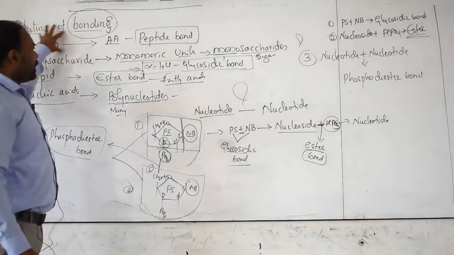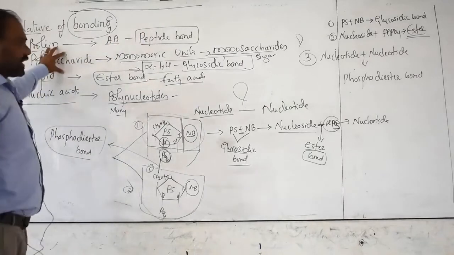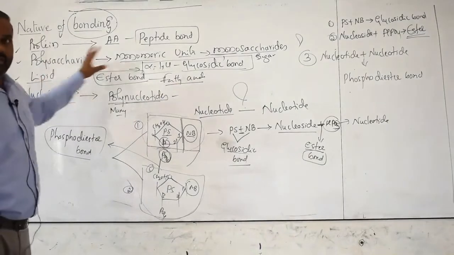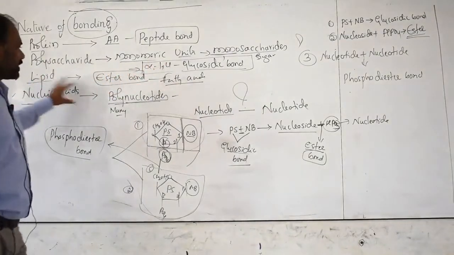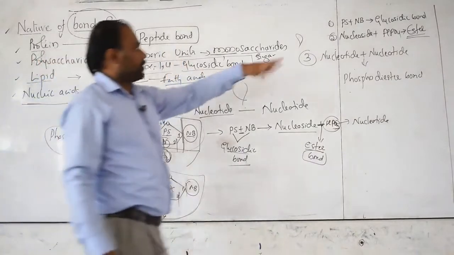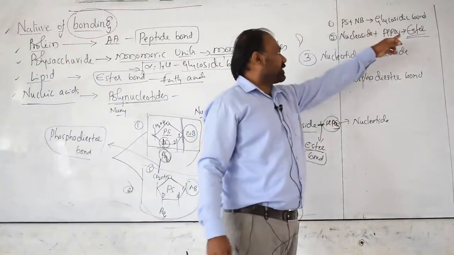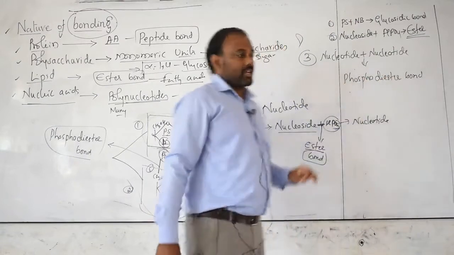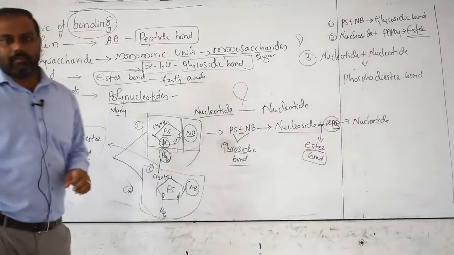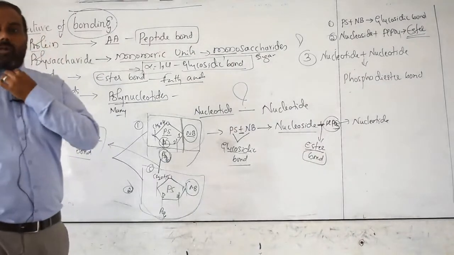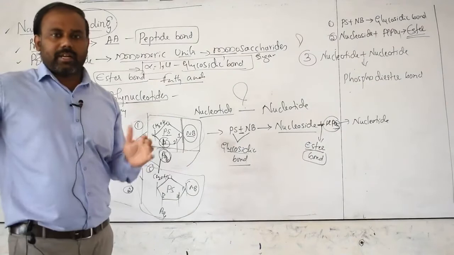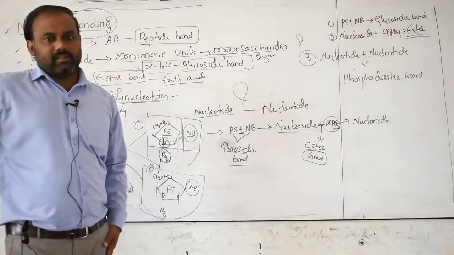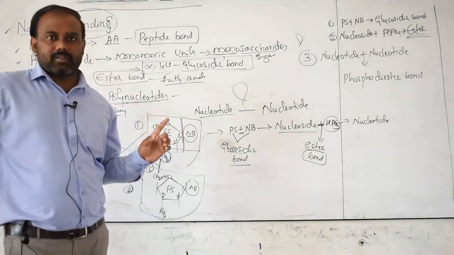So in protein, peptide bond; in polysaccharide, glycosidic bond, alpha 1 for glycosidic bond; then lipid, ester bond; then nucleic acids, there are 3 bonds. One will be glycosidic bond, ester bond, and last one is phosphodiester bond. So all these different bonds together make complex macromolecules like protein, polysaccharide, lipid, and last one nucleic acids. I hope you understand this concept.